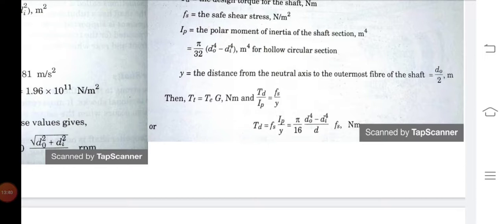So the design torque of a shaft is near about 3 times the theoretical torque of the propeller shaft, because we consider the factor of safety to be near about 3.